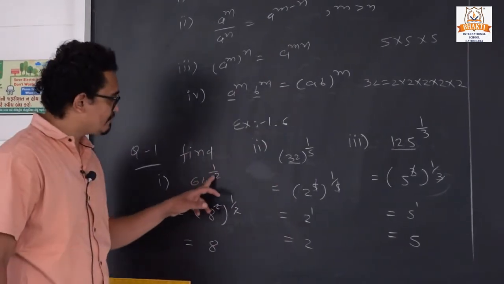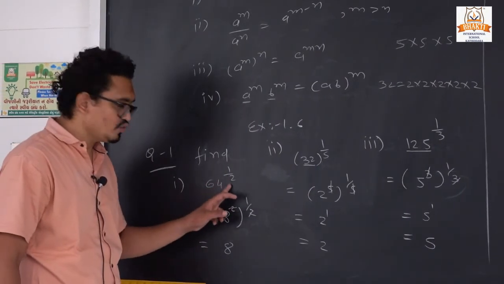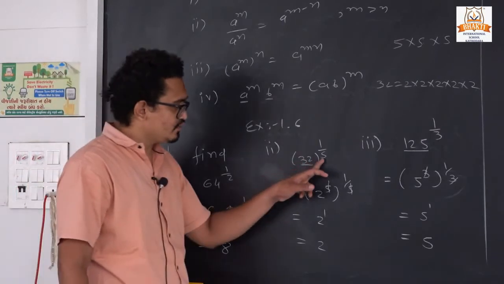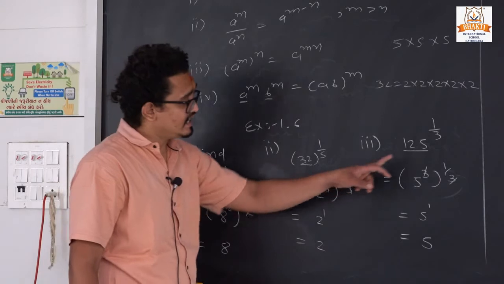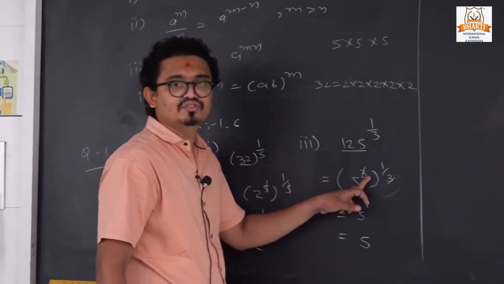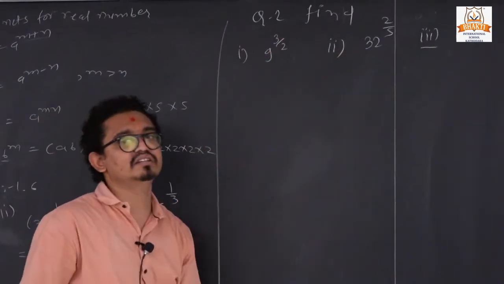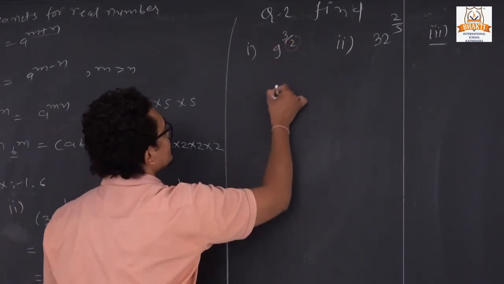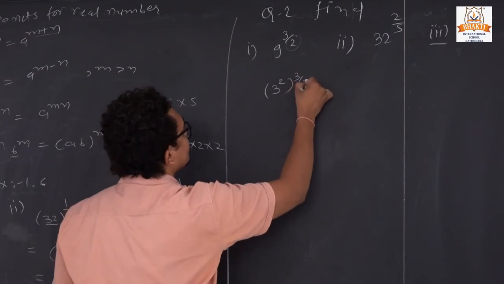So from that question you can realize that if we want to remove that power, suppose here we want to remove the 2, that's why we write 8 square. Here we want to remove the 5, so that's why we write 2 raised to 5. And here we want to remove the 3, so that's why we write 5 raised to 3. Now in question number 2, once again find. So here we want to remove 2. So we can write it like that, 3 square all raised to 3 by 2.